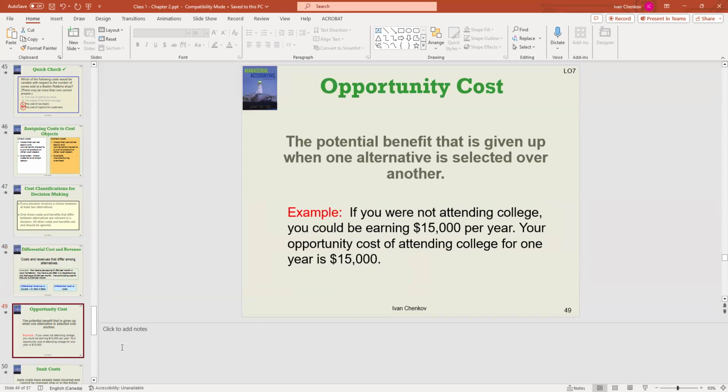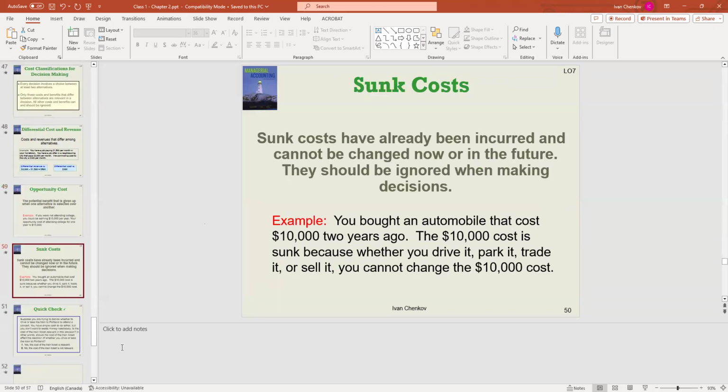The other thing is potential benefits which are given up for one alternative when we select another alternative, which is called opportunity cost. Opportunity cost is the cost that you are giving up by choosing the alternative. The tricky thing with opportunity cost is you don't have to pay it; it is not a cost that you have to pay, but you have to consider it for your decision. Sunk cost is the cost that already happened and you cannot change it, neither now nor in the future. For decision making, that cost should be absolutely ignored.